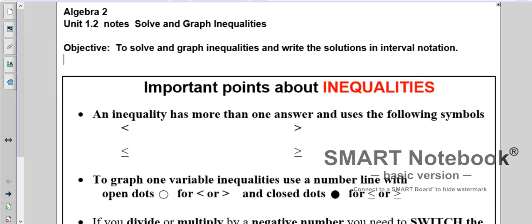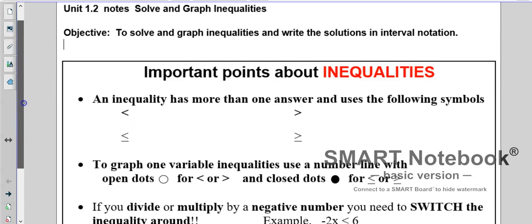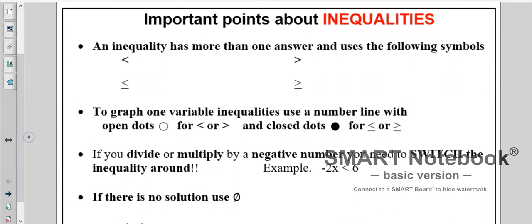Second section, solving and graphing inequalities. To solve and graph inequalities and write solutions in interval notation is our objective. So here's some important things here. An inequality has more than one answer and uses the following symbols. Now, this is where people get confused.